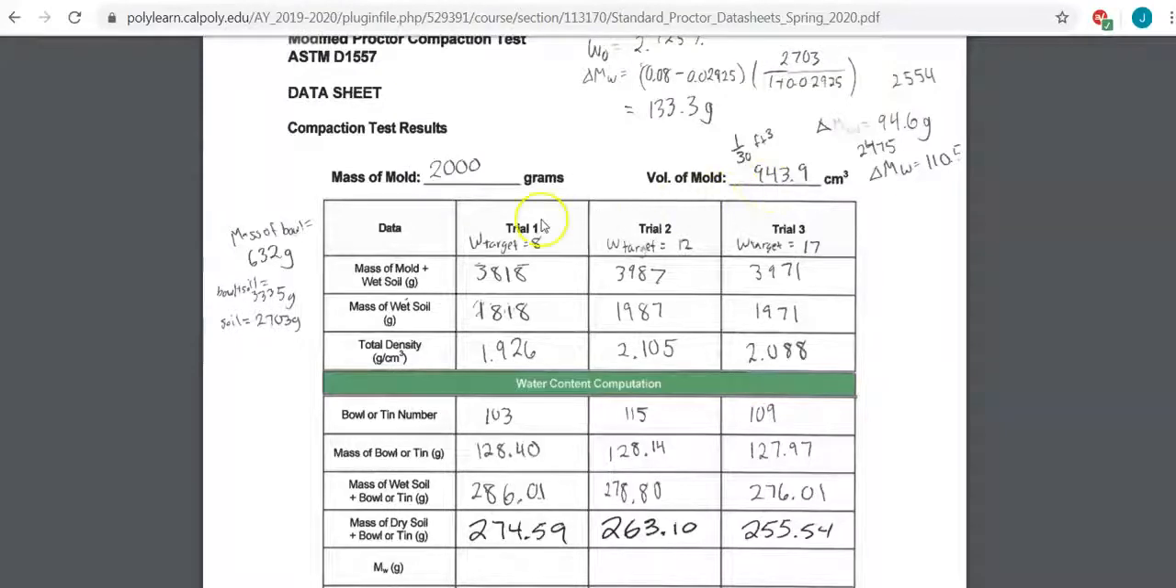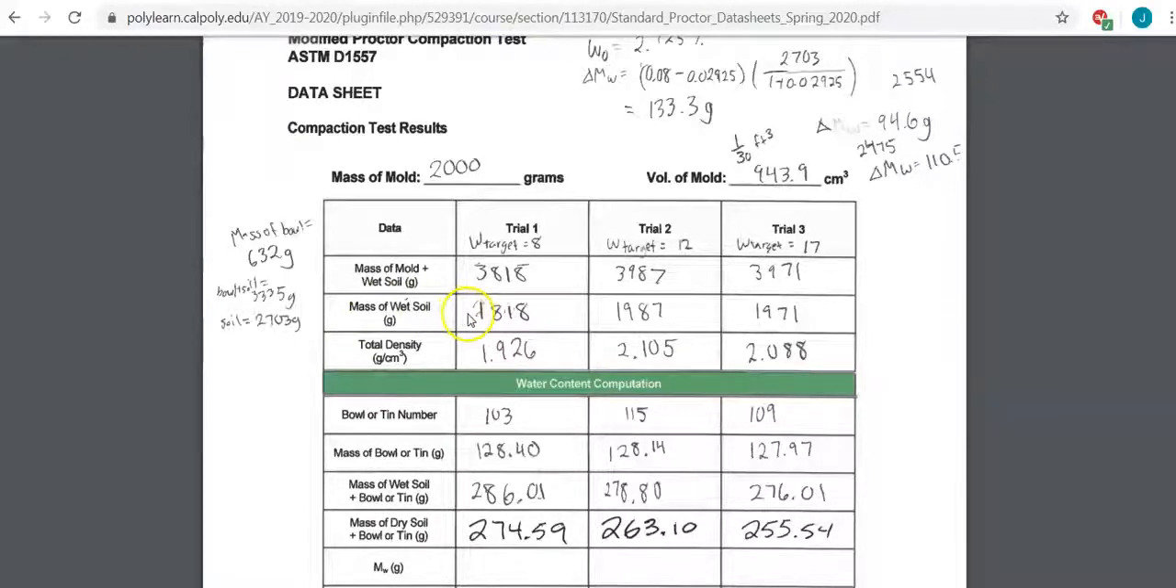Okay, so what do we have over here? We have these three trials. And first of all, we have the mass of the mold with the wet soil. When it says wet soil, that just means it's at whatever water content that the material was conditioned to before starting the test. So the mass of the mold with the soil in it, okay? So then if we subtract out from this value the mass of the mold, then we have the weight of the soil, or this is in terms of mass, then we have the mass of the soil.